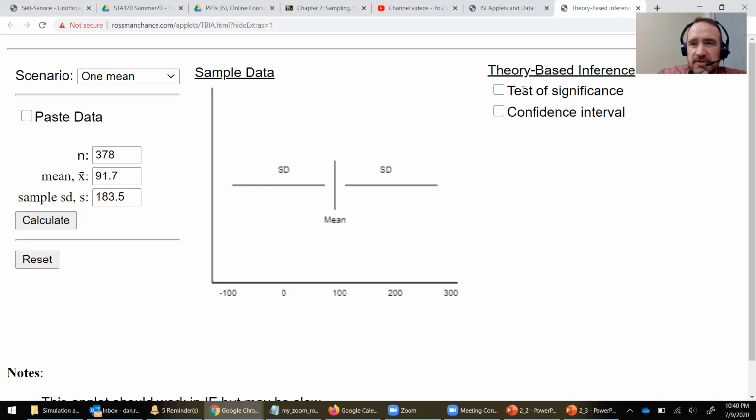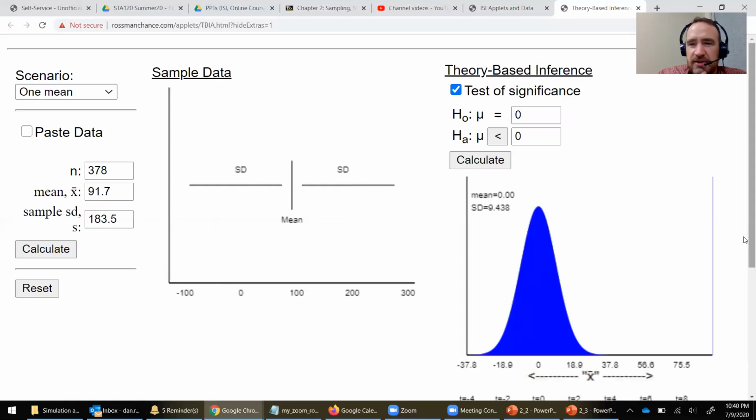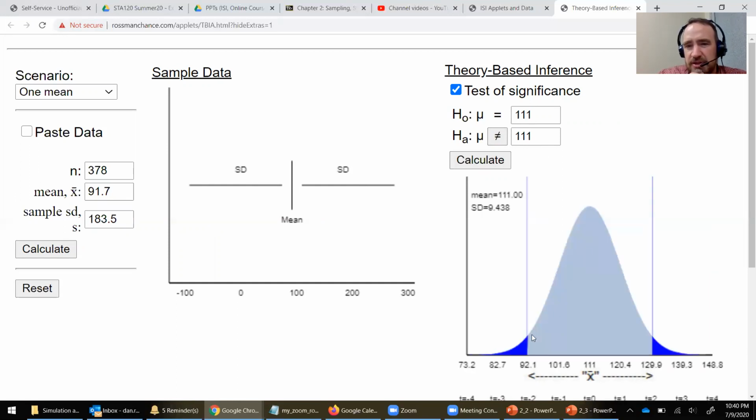In order to do a test of significance, check on the test of significance box. And then you'll note that by default, it puts mu equals 0 as the null hypothesis. This is where we want to put in that claim that we're testing, 111. When I put it in one box, it automatically changes the other box. But I do want to make sure this matches. I decided to do a two-tailed test because I didn't know if Maryville College students would be higher or lower than that. We're going to hit calculate and we get a picture here. This is what the central limit theorem would predict the null distribution would look like, a t distribution.